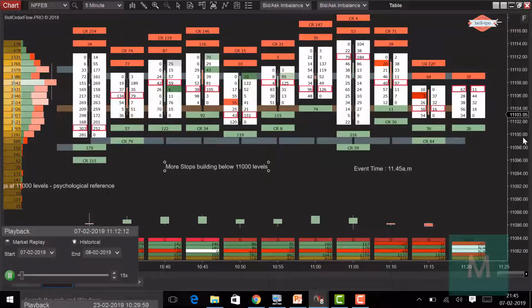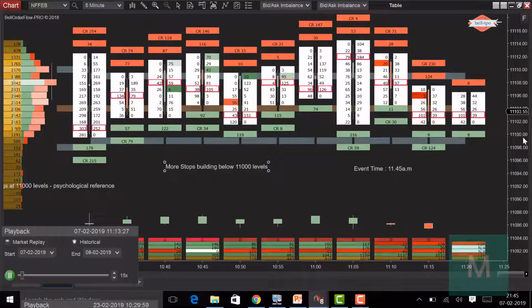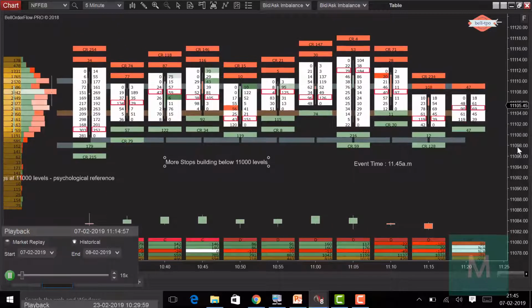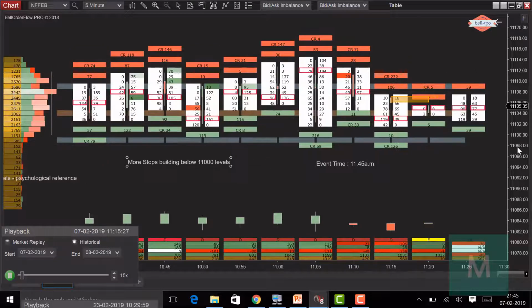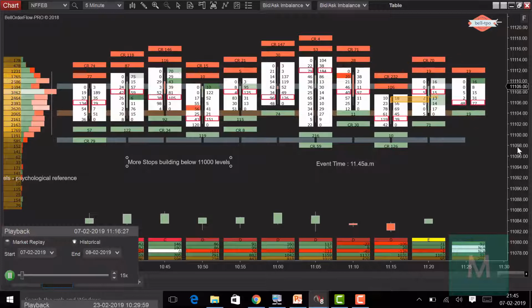Almost pretty close to the stop. There is no absorption here. See that there is no absorption, so you have to be really careful. Until then, a lot of absorption had happened sometime back. Price is going up with no absorption. Time is 11:18.